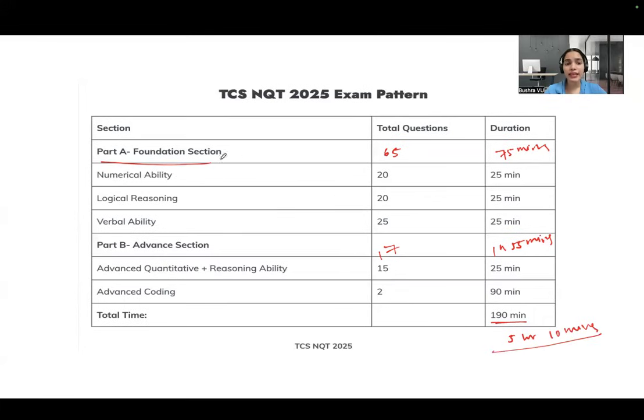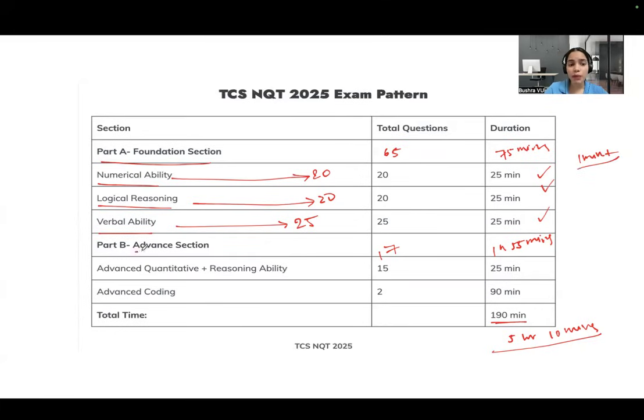So part A, the foundation section, is going to ask you for numerical ability, logical reasoning, and verbal ability. There are 20 questions from numerical ability, 20 questions from logical reasoning, and 25 questions from verbal ability. And each section is going to have 25 minutes. So on average, you will only have about 1 minute plus for each question from each of these sections.